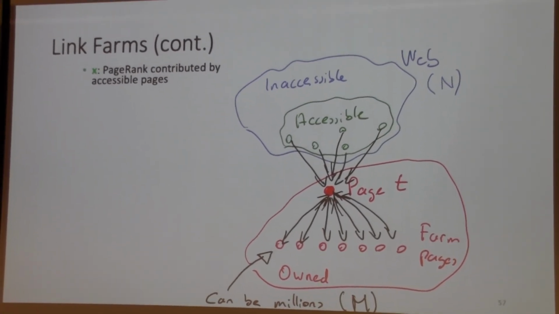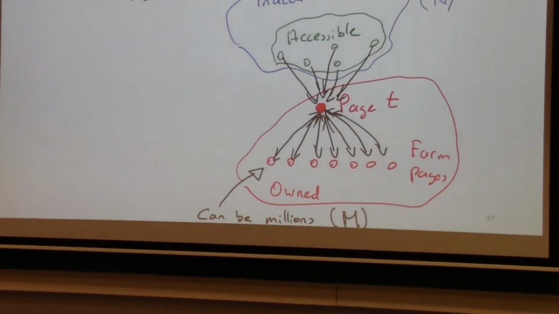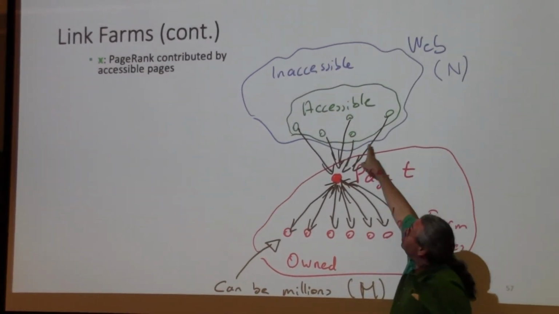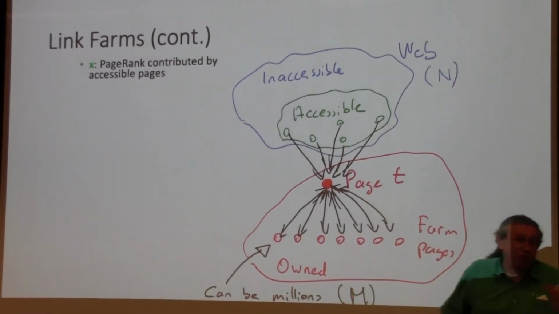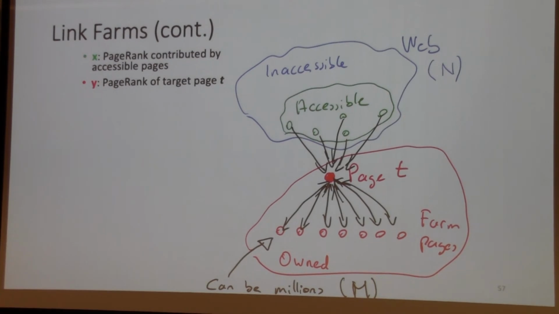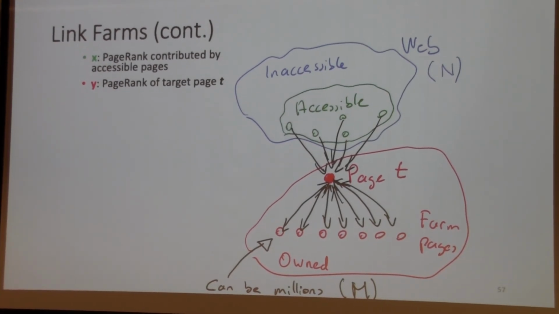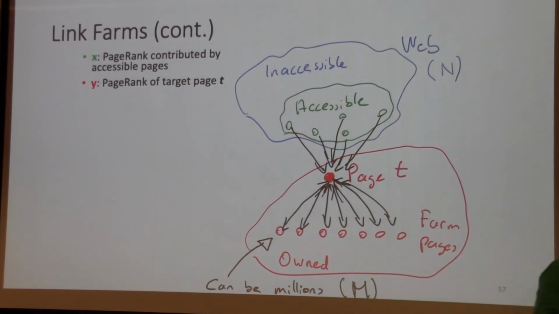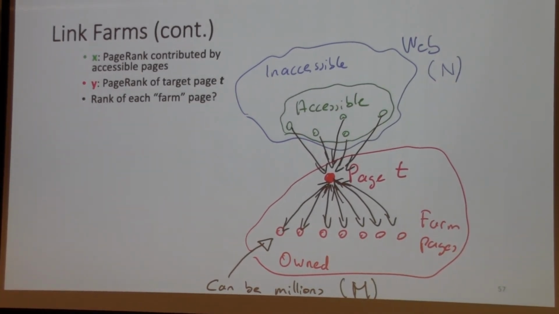And now let me make some definitions. So little x is the PageRank value contributed by the green pages, which could be some small number, but there's some number. And little y is the PageRank of T. Okay? So now let's do some computations.